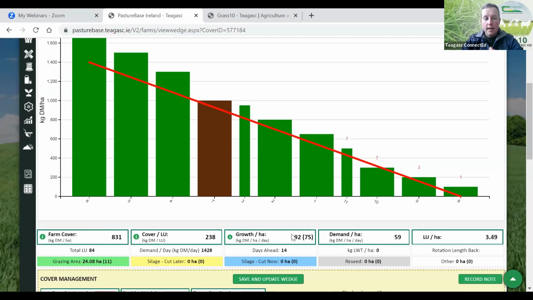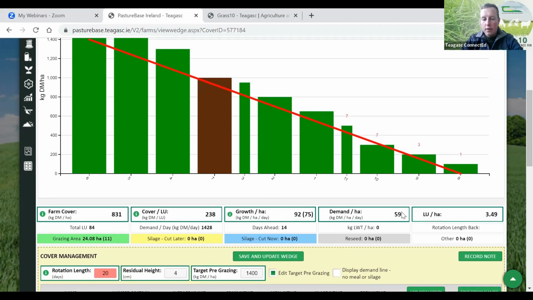That's the type of week when temperatures are good, there's good sunlight, and there's still a lot of moisture in the ground, so things are growing well. Now, the demand for grass on the farm is 59, so just call it 60 kilos of dry matter per hectare, and the growth has been 92. So we know the growth is 1.5 times the demand for grass, so things are getting ahead very quickly on this farm. And the real killer is that if something is not done, this farm is going to start grazing a lot of heavy stemmy covers very quickly.